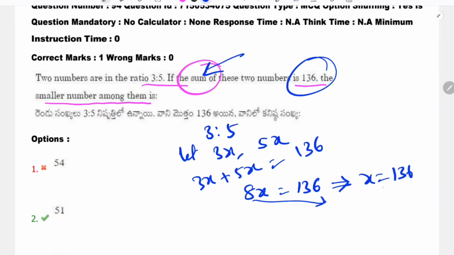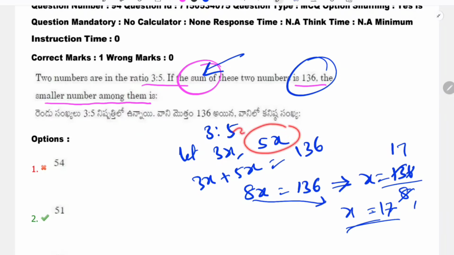This 8 will go down now. So 8 ones are 8, 8 ones are 8. How many remaining? 56. So 8 sevens are 56. So what is the value of x? 17.